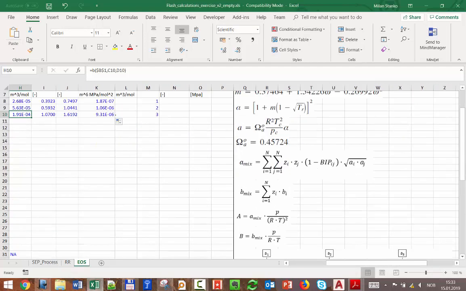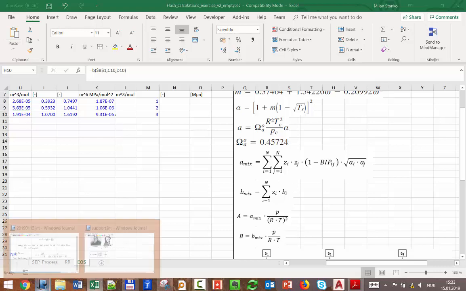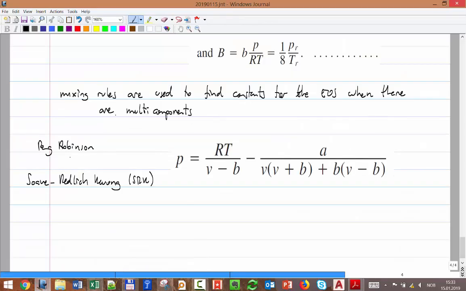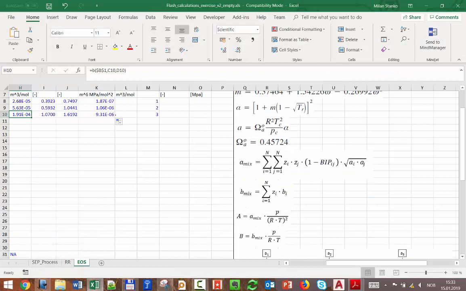Next step is the mixture, A and B. You don't have purely methane, you have a mixture. The mixing rule says that you have to combine them in the following way. For B, it's simply a weighted average with the mole fraction: just multiply the mole fraction times each B. For A it's more complicated. You have the A of both, but you have to have two summations.